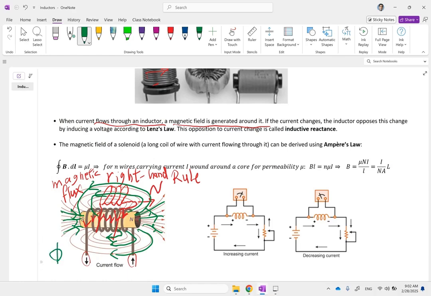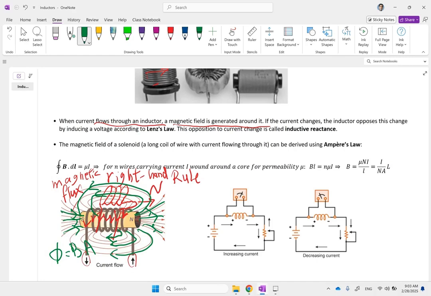This phi, or magnetic flux, is the amount of magnetic field that is going through some area. So it's BA, or the integral of B dot dA. So the magnetic field B times the area it is passing through is called the magnetic flux. So this is for the direction of it. Now, how much is the magnitude of it?